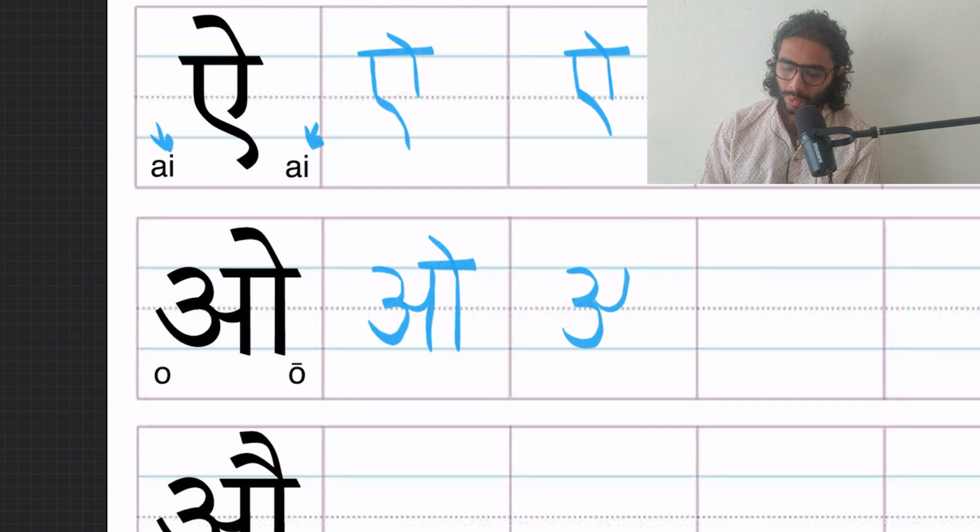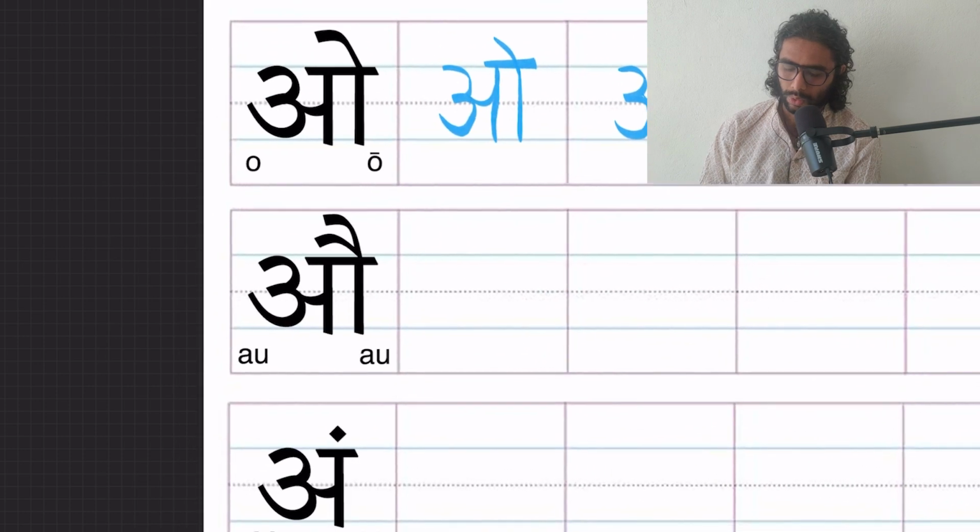The next vowel is Au. This too is a long vowel or a dirgha swara. One more time.